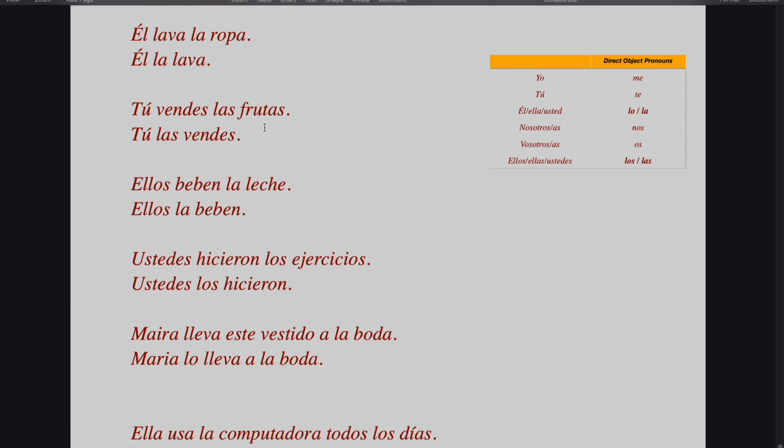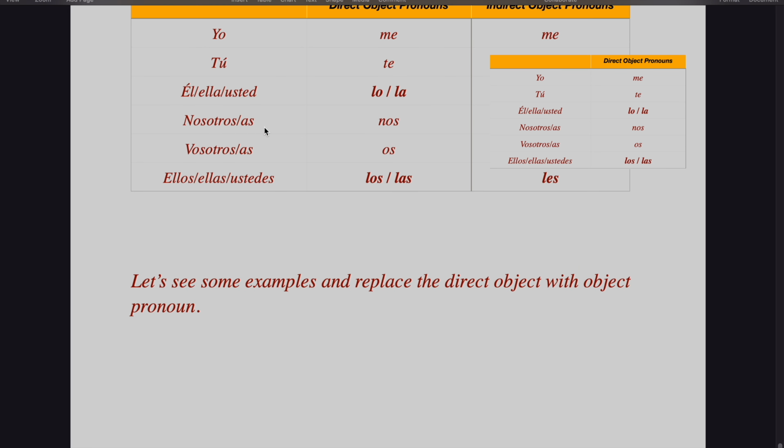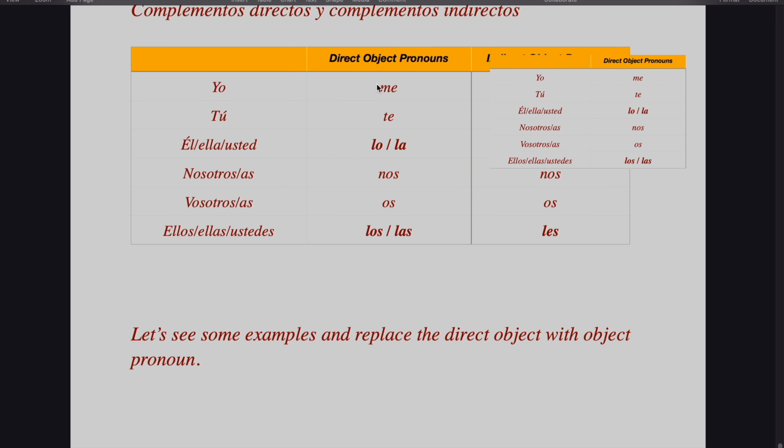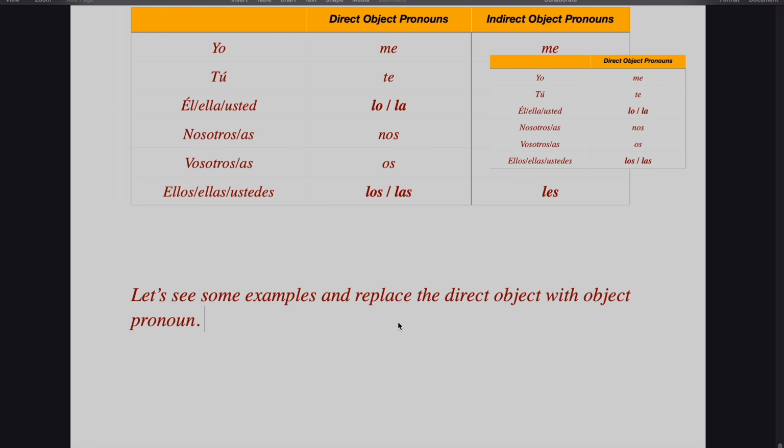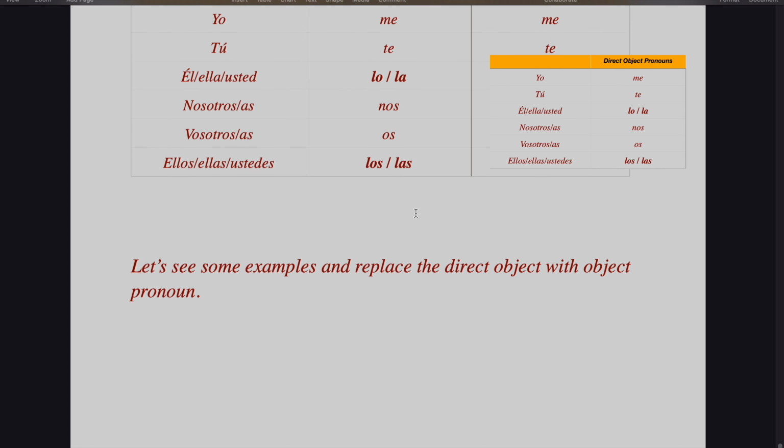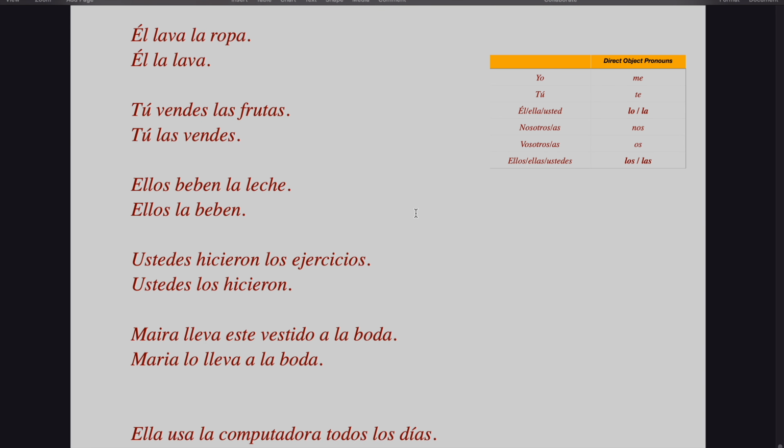So just reflecting on what we have seen, when there is only one object in the sentence, then we will go with the direct object. That means that particular object is called a direct object. When you want to replace that direct object with an object pronoun, that is called a direct object pronoun. And these are the direct object pronouns that we have seen: me, te, lo, la, nos, os, los, and las. So these are the examples that we have seen.